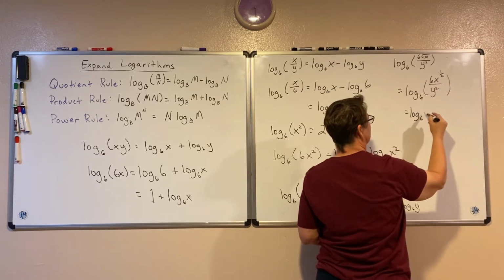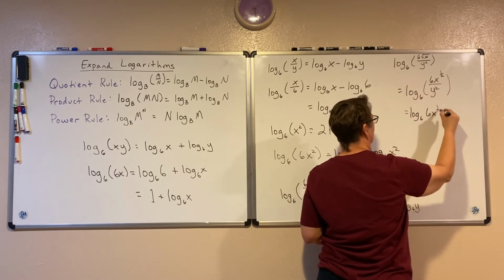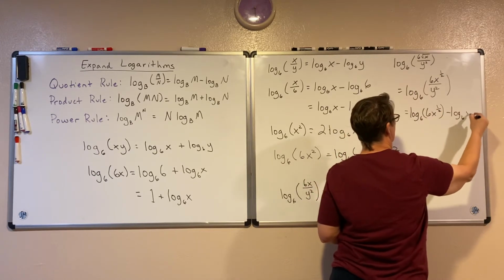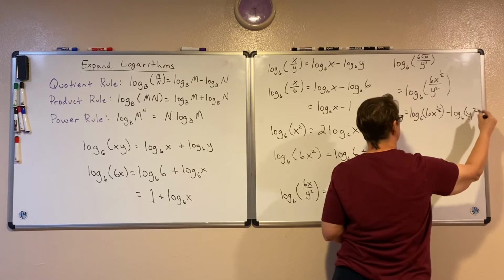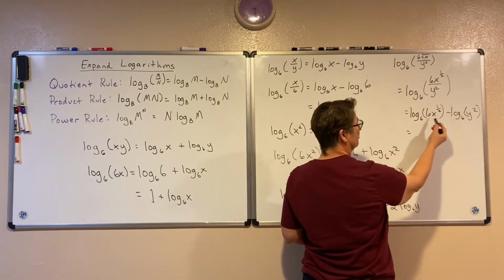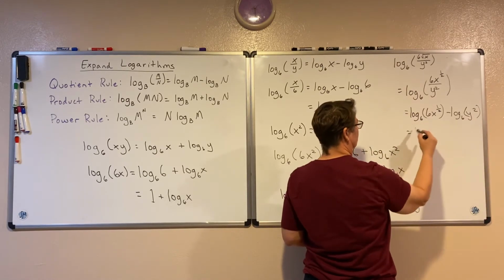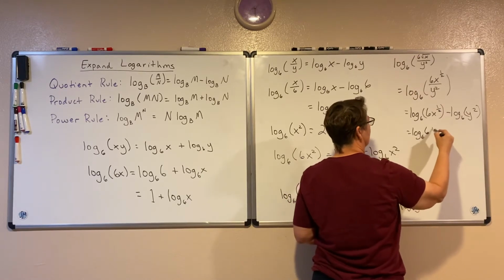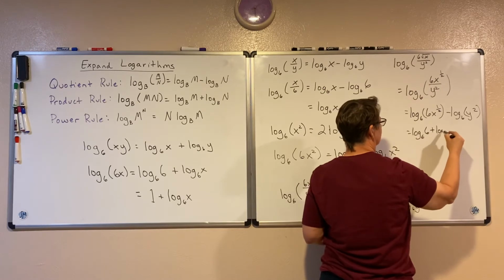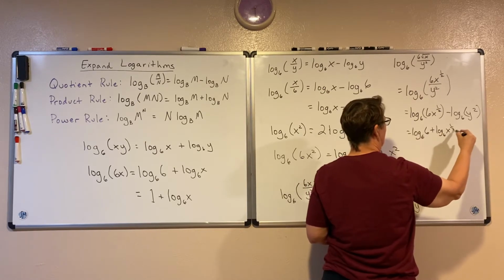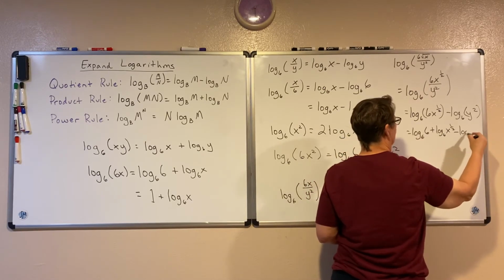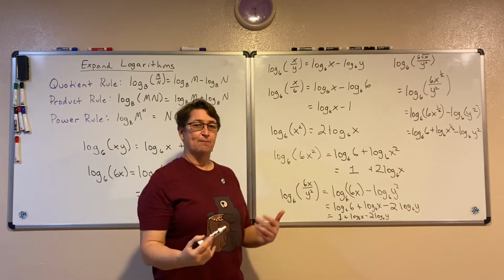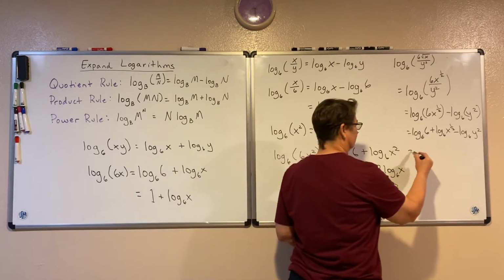So I have log base 6 of 6x to the 1/2 minus log base 6 of y squared. Then I'm going to use my product rule to separate the argument there. So I have log base 6 of 6 plus log base 6 of x to the 1/2 minus log base 6 of y squared. And then lastly, I can use that power rule and do some simplification.